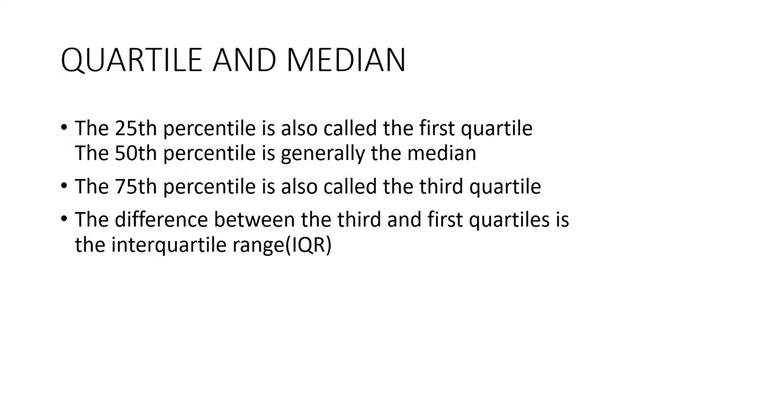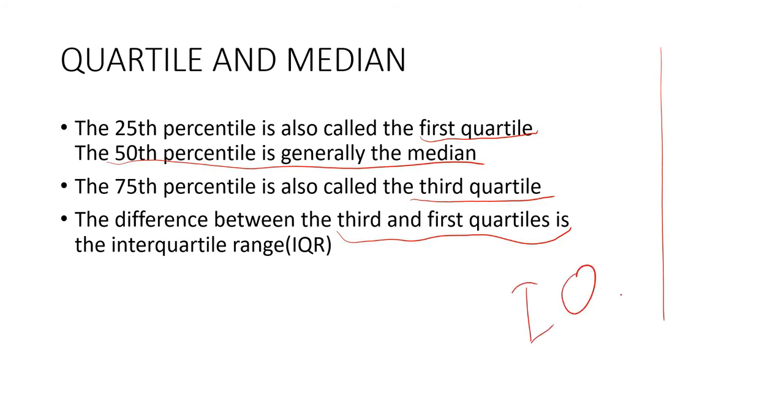Then next is quartile and median. The 25th percentile is also called the first quartile. The 50th percentile is known as the median, the middle value. The 75th percentile is also called the third quartile. The difference between the third and first quartile is known as IQR, the interquartile range. Very important.